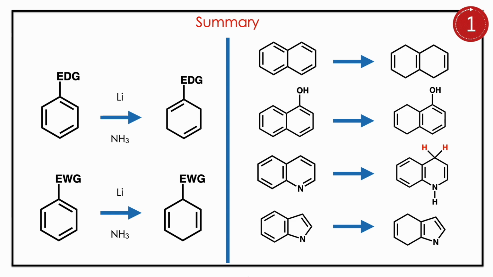Finally, we will see the summary of the Birch reduction. Benzene with an electron donating group: the reduction happens away from it. Benzene with an electron withdrawing group: the reduction happens at the ipso carbon. Fused systems like benzene, naphthalene, anthracene: Birch reduction will reduce all 1,4 positions. In naphthol, the A ring got reduced. In quinoline, the B ring got reduced. In indole, the A ring got reduced. You should know all the regioselectivity while doing the reduction.